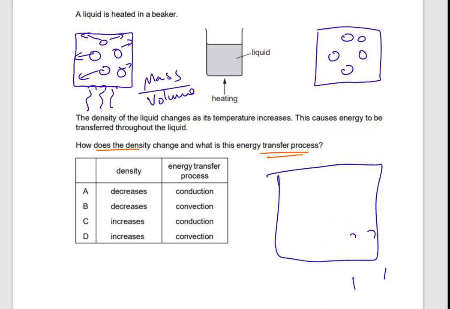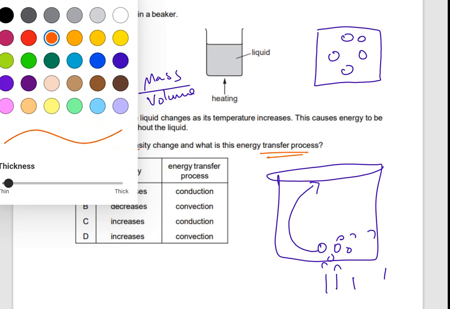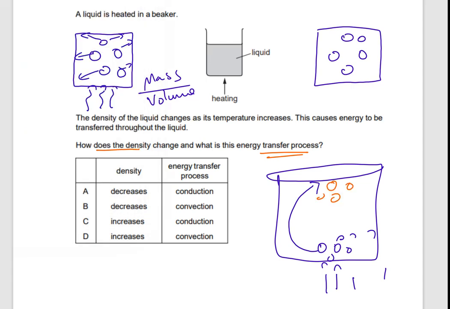In this case, the water molecules that are heated become less dense, so they rise to the top. As a result, the molecules which were on the top are denser compared to these raised molecules, so they sink to the bottom. This process, as we have studied before, is called a convection current. So the density of the water decreases, and the process is convection. The answer is B.